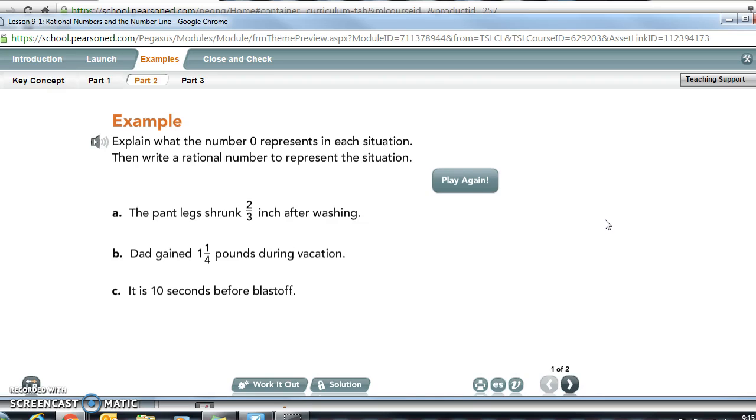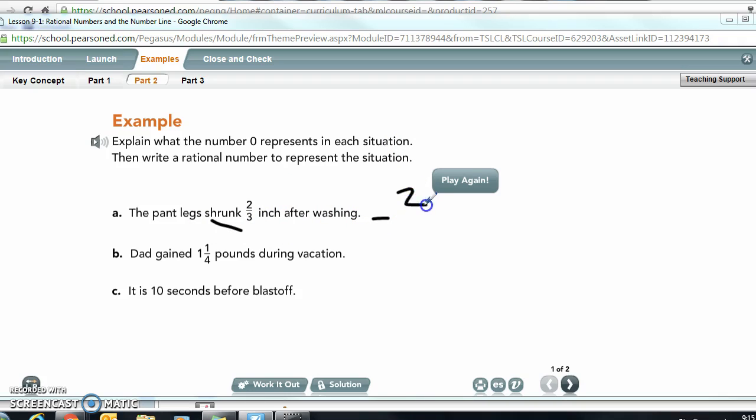Okay. So, the pant leg shrunk 2/3 of an inch after washing. So if you have your pants, okay, 0 in this situation represents how long your pant is. Well, if they shrink 2/3 of an inch, is that going to be plus 2/3 or minus 2/3? Well, I know if they shrink, that means they're getting smaller. So I'm going to put negative 2/3.